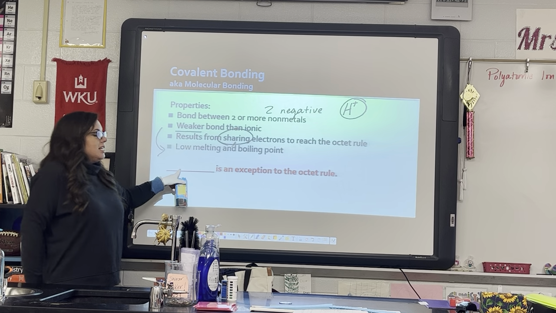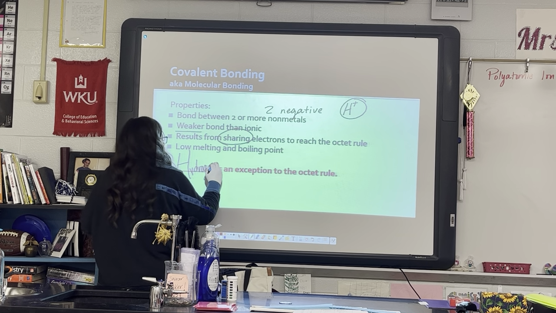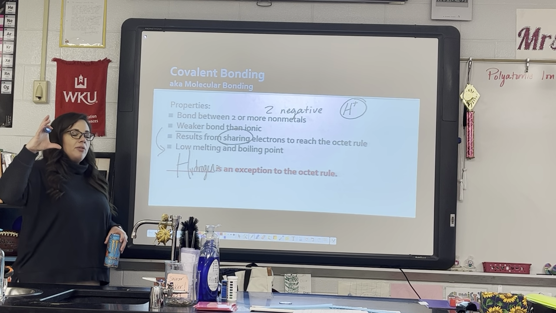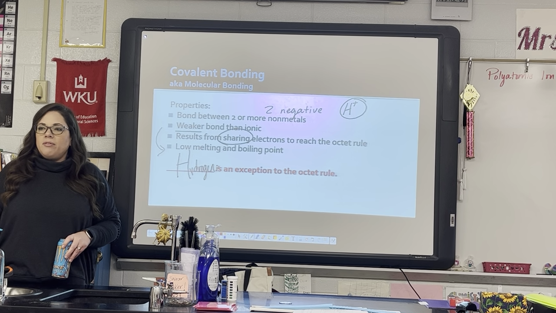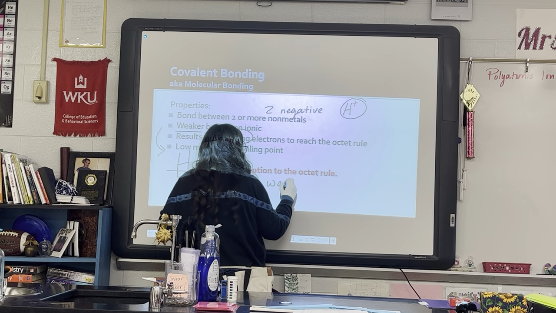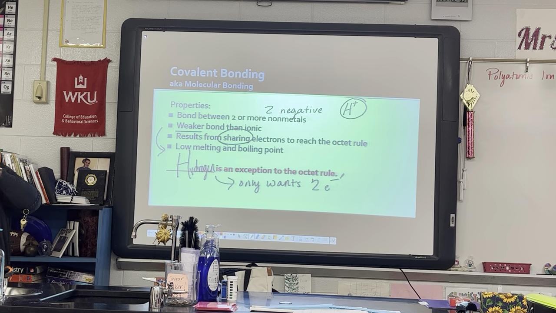Okay? So what's the exception to the octet rule? Hydrogen. It's an exception to a lot of things. It doesn't want eight electrons, because that's what the octet rule says. Everything wants eight valence electrons. Hydrogen only has that first energy level. So how many electrons fill that first energy level? Two. So hydrogen only wants two. So it has one. It wants to share one back to have a total of two. Good? Good with this one?